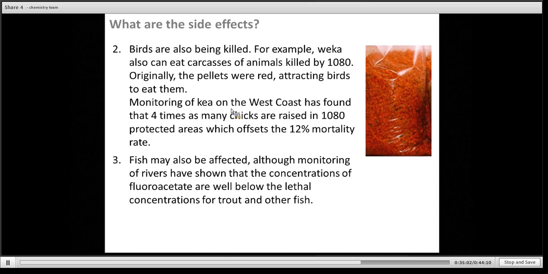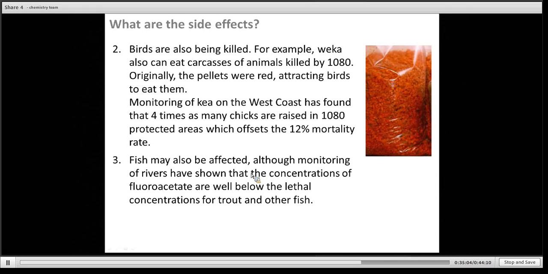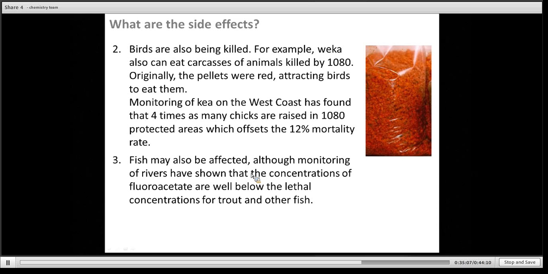Now, fish also can be affected because mammals are the most susceptible, but as I say, birds, reptiles, and fish can be poisoned as well. But they're not as susceptible, and they've been monitoring the water, and they've just found that any concentration of fluoroacetate has been below the lethal concentrations for the trout and other fish, so for the sports fishermen and so on.